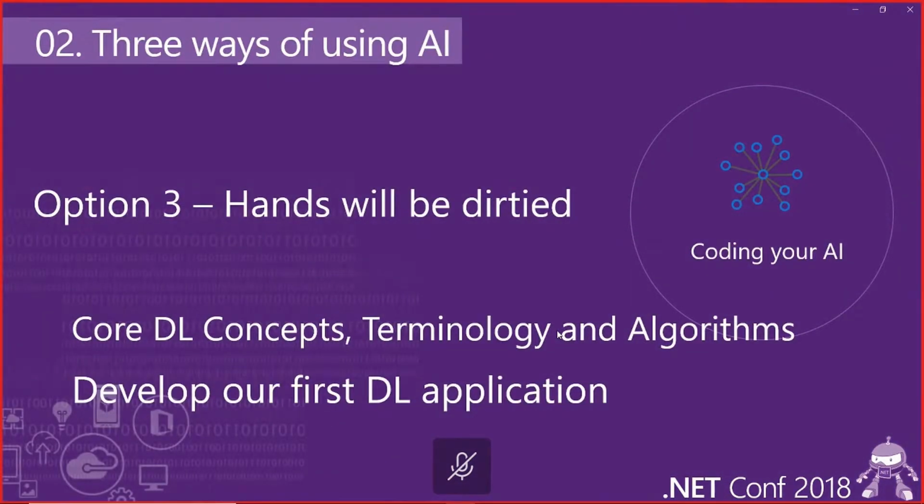Okay, and these are the first two ways of using AI, but we are not really developing AI, we are just using it. So if you want to dig deeper, get our hands dirty and write our artificial intelligence code, we have to go through some process. First of all, we have to understand the core concepts, terminology and algorithms of artificial intelligence, so that then we can develop our first deep learning application.